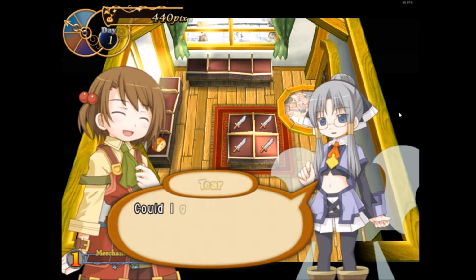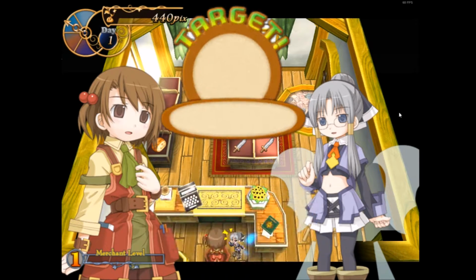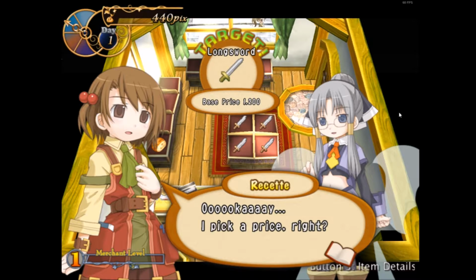Welcome! Could I get this, please? A longsword, base price 1200.